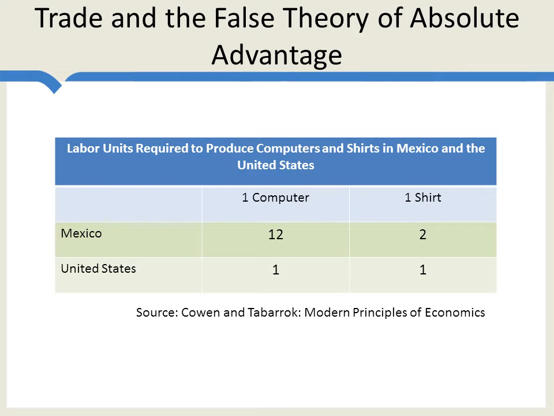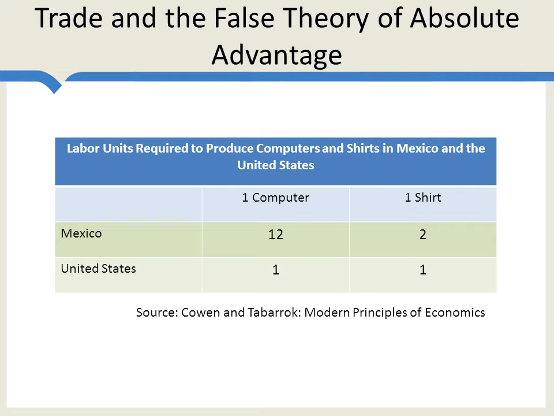It's actually useful, to understand comparative advantage, to begin with a false theory, a very plausible but incorrect theory of trade, namely the theory of absolute advantage. So let's consider a simple model. Let's suppose that labor is the only good used in production and that we can produce computers or shirts. Now let's suppose that in Mexico it takes 12 units of labor to produce one computer. And again in Mexico it takes 2 units of labor to produce one shirt.